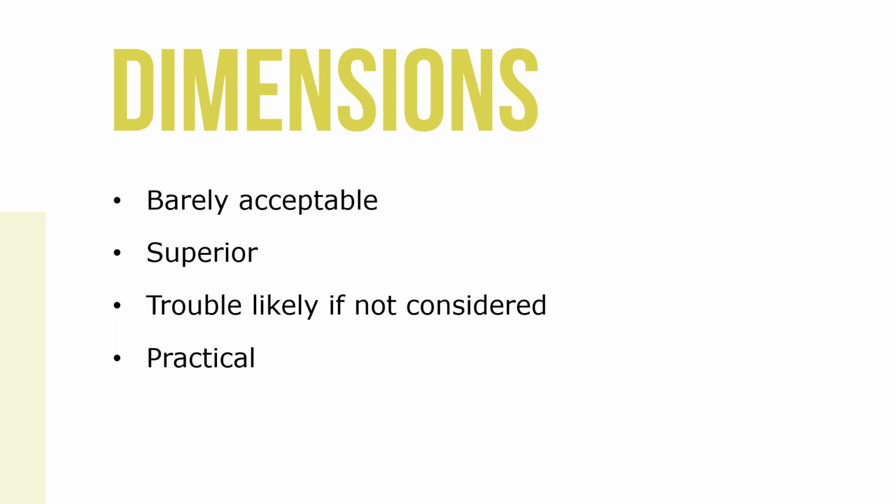After the job elements are identified by job analysts or subject matter experts, they are collected and evaluated along four dimensions: barely acceptable, the number of barely acceptable employees who have this element; superior, the degree of how useful an element is for distinguishing superior workers from average workers; trouble likely if not considered, the probability of trouble occurring in the performance of a job if employees do not have this element; and practical, the extent to which job applicants are likely to possess this element.